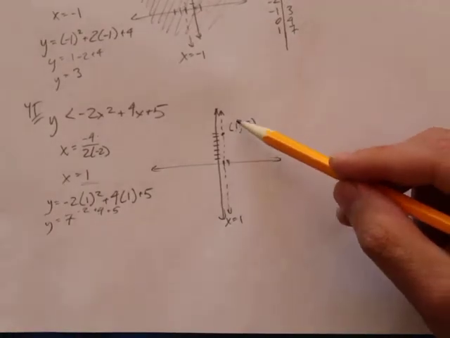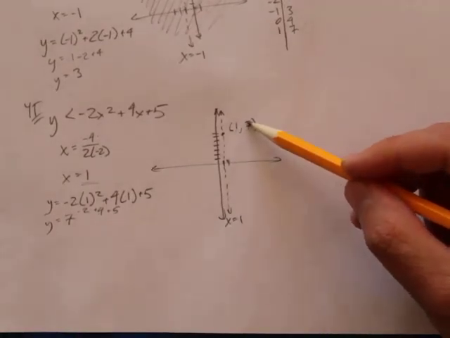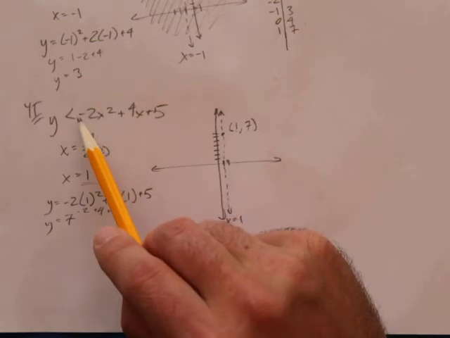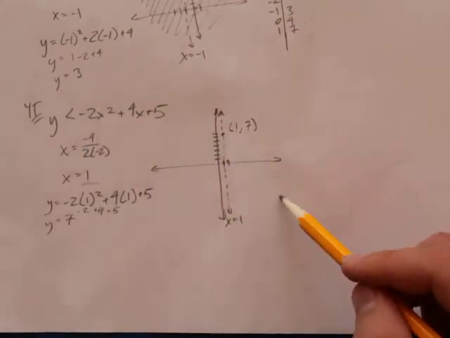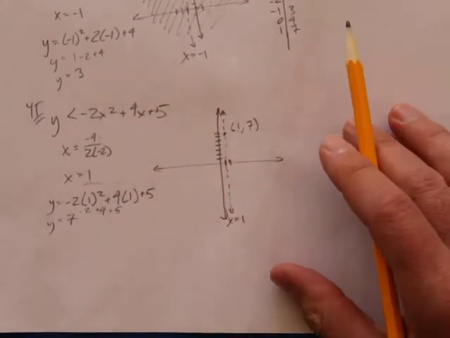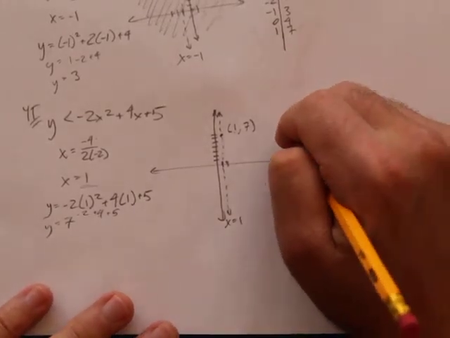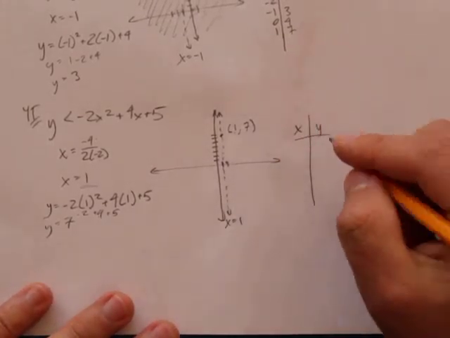Now, notice how I wrote my point up here a little bit. That's because I looked and I saw that my graph was going to open down, so I left myself space for my graph. Pretty smart. Good thinking there, Mr. V. X, y, t-table.